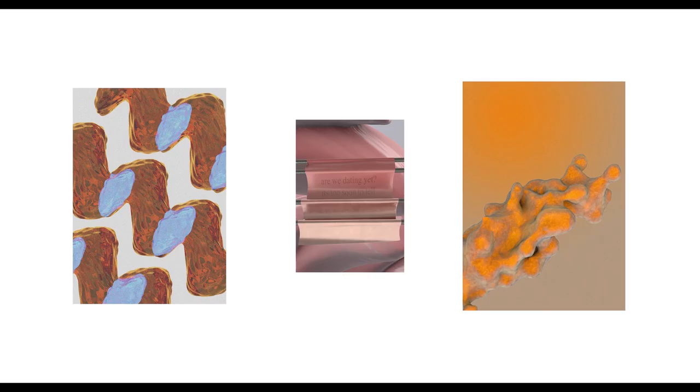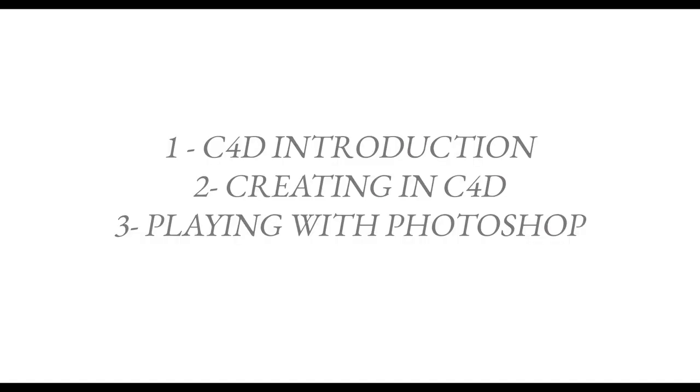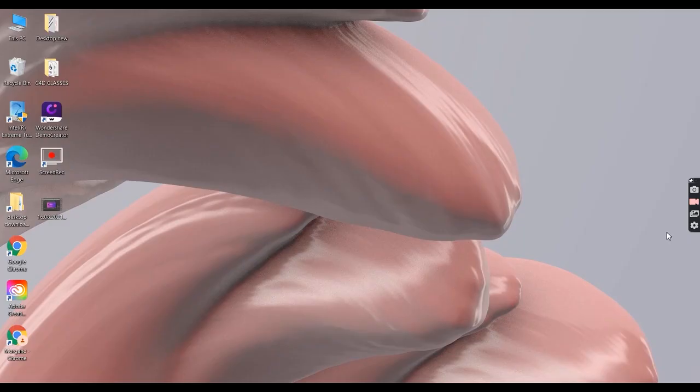Okay, sure, so let's get started. I will just explain first a bit what we're going to overview in this class. Firstly, we're going to look at what the software Cinema 4D is and what it can do. Then we will do a small assignment together, and finally we will use Photoshop to upgrade our project and really turn this image into a very beautiful artwork. So yes, let's jump into it.